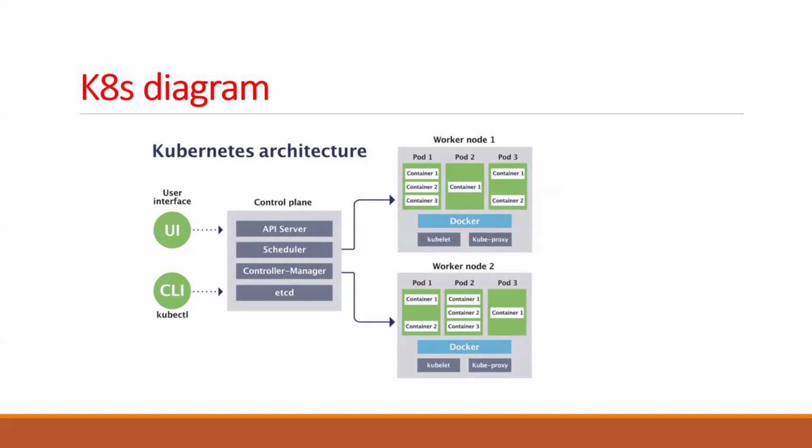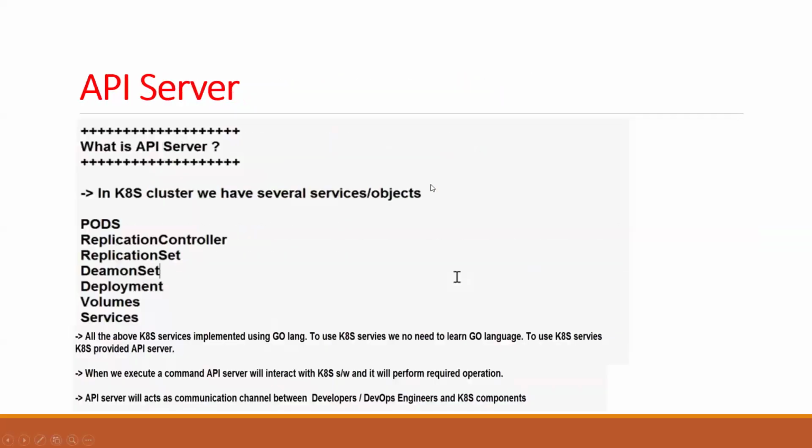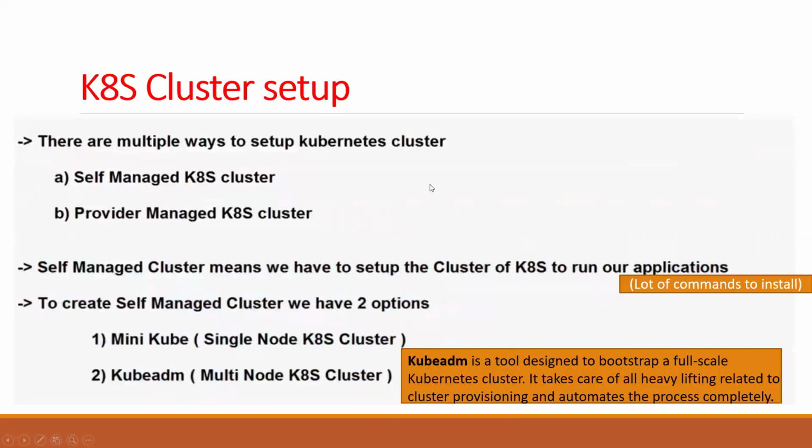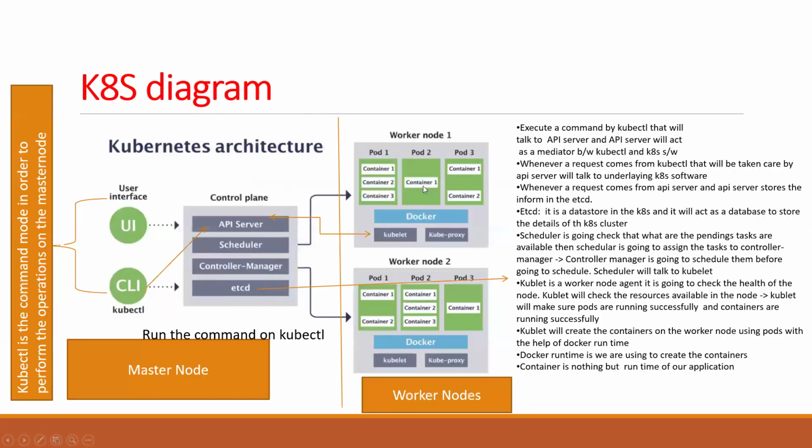So what is API server? What is scheduler? What is controller manager? What is etcd? So guys, tell me what is etcd? So API server, I already told you, right, guys? Yeah. So this is the Kubernetes diagram.